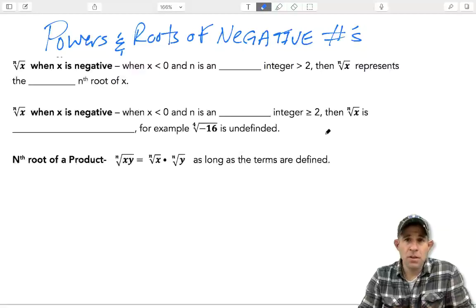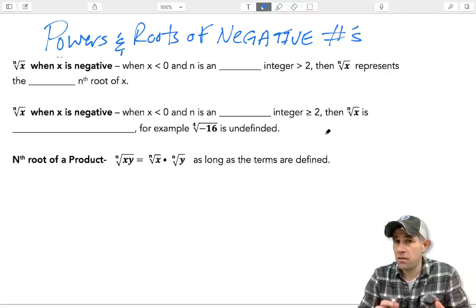In Unit 7, we took a look at taking the nth root of a positive number, and we said that based off that nth root there were either two real solutions or one real solution. Well, today we're going to take a look at powers and roots of negative numbers.